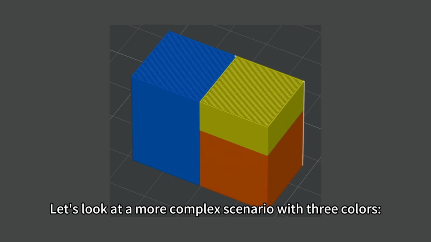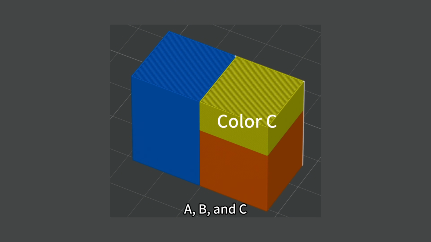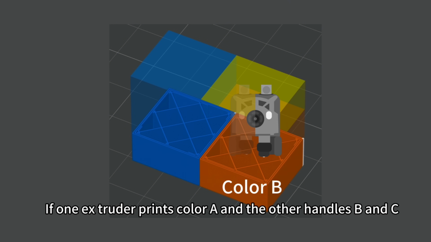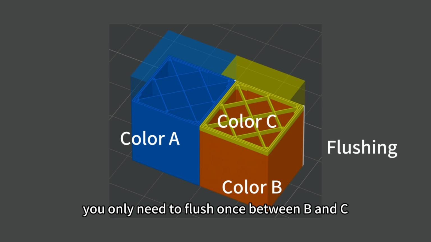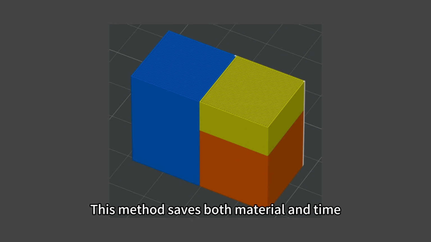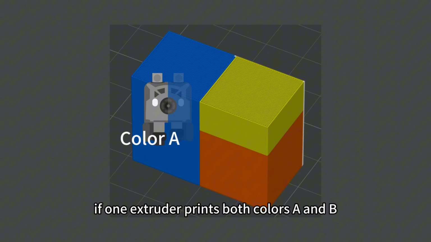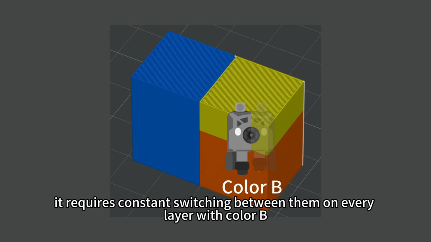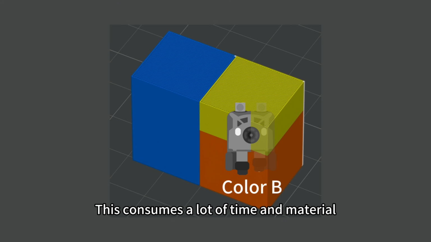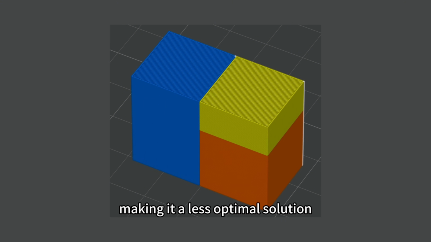So let's look at a more complex scenario with three colors, color A, color B, and color C. If one extruder prints color A and the other handles B and C, you only need to flush once between B and C. This method saves both material and time. However, if one extruder prints both colors A and B, it requires constant switching between them on every layer with color B. This consumes a lot more time and material, making it a less optimal solution.